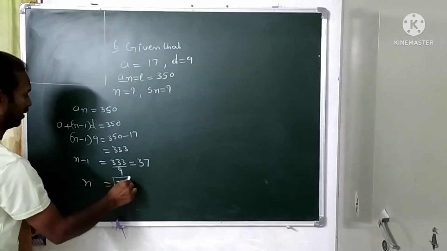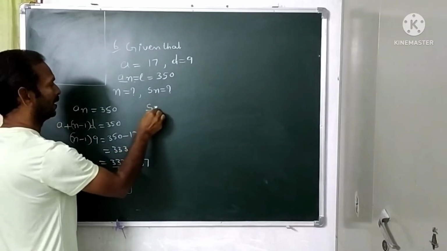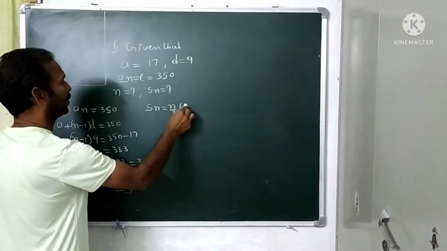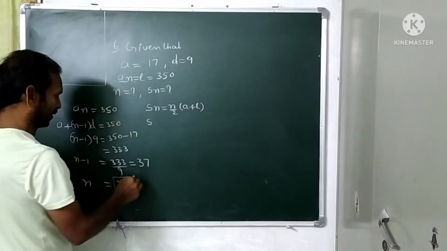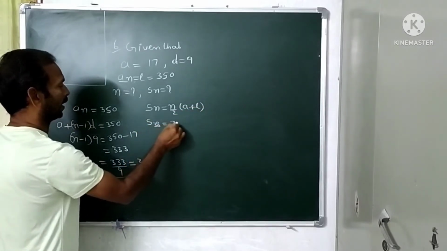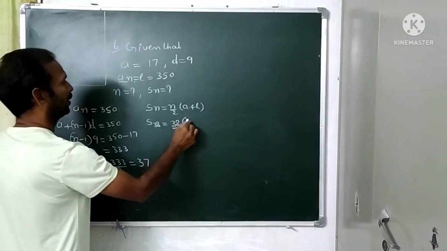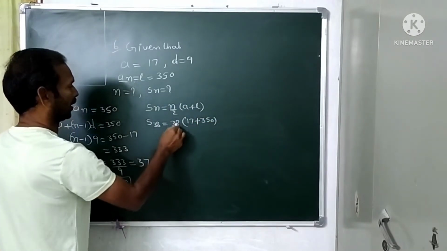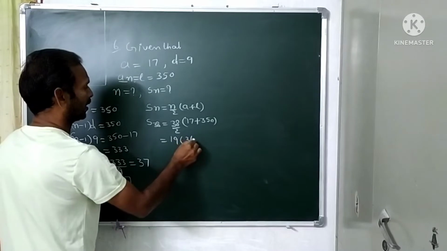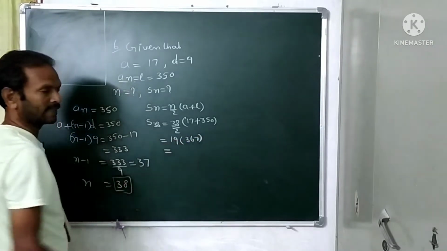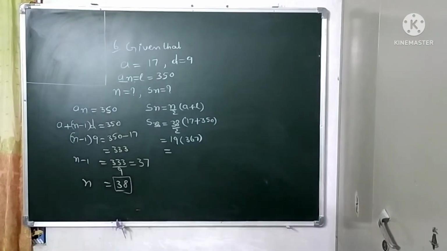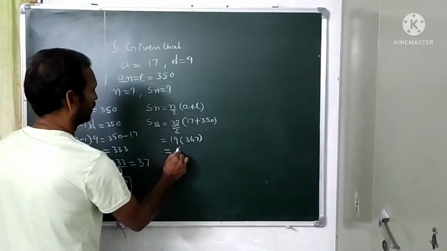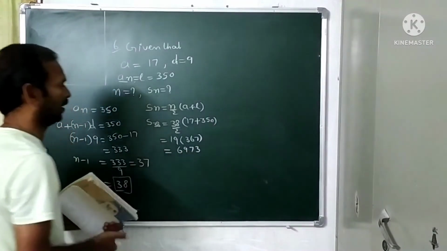N value what? 38. So Sn means what? Sn is equal to n by 2 into A plus L. Yes, S38 is equal to 38 by 2 into A value 17 plus L value 350. So 38 by 2, 19 times 367. These two multiply and say how much you will get? 6973. That is the answer.